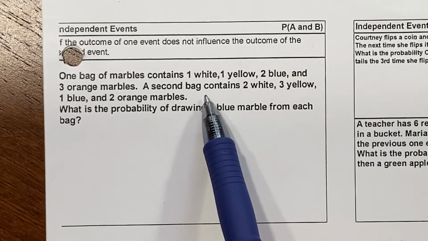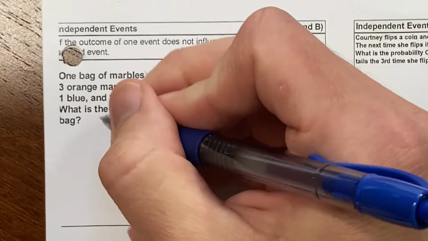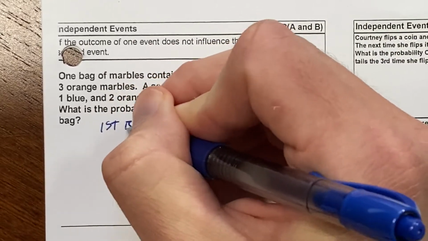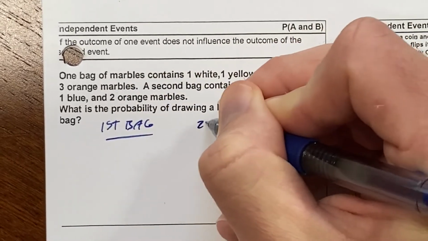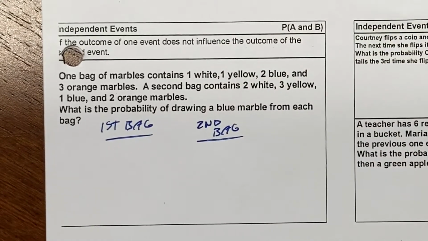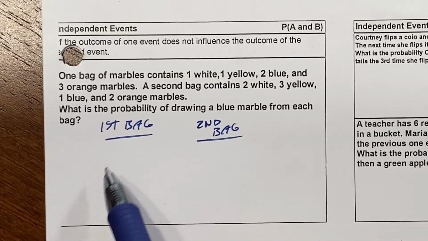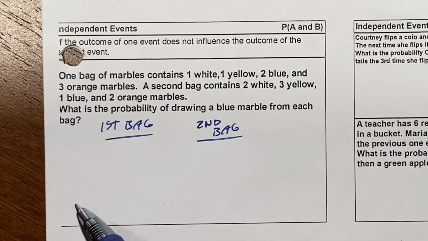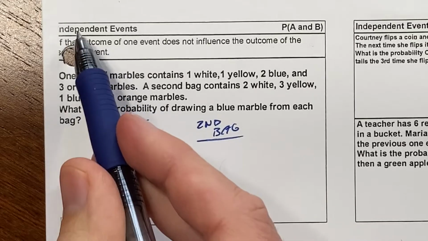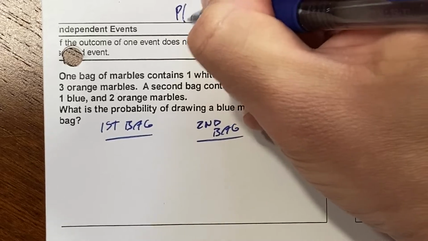A second bag has two white, three yellow, one blue, and two orange marbles. So we've got one bag over here, and a second bag over here. What is the probability of drawing a blue marble from each of the bags? A couple of things going on here. Independent events. Yesterday we talked about independent events, I guess it was yesterday. I don't know, what is today?